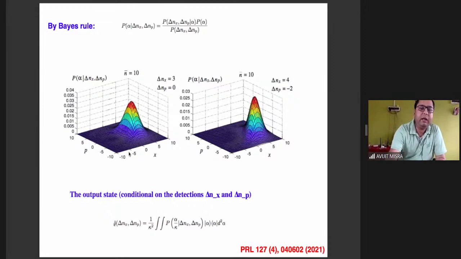We can see that here, for initial mean photon number 10, if we get outcome delta nx equal to 3 and delta np equal to 0, then we have a displaced state. Again, if we consider delta nx equal to 4 and delta np equal to -2, we have a displaced state. Okay.